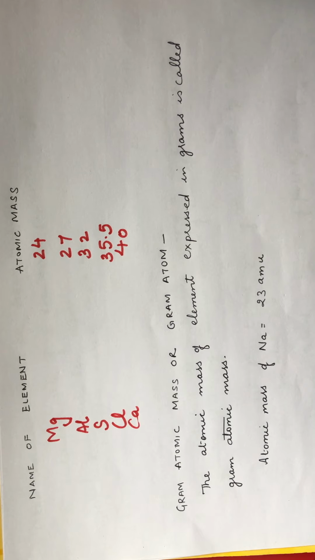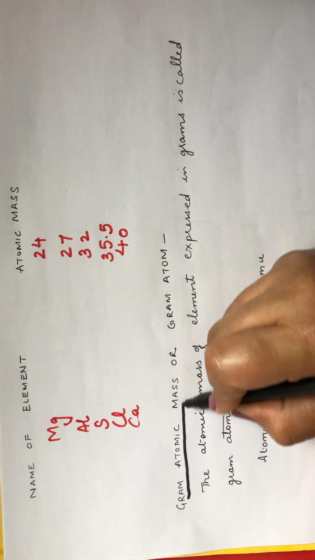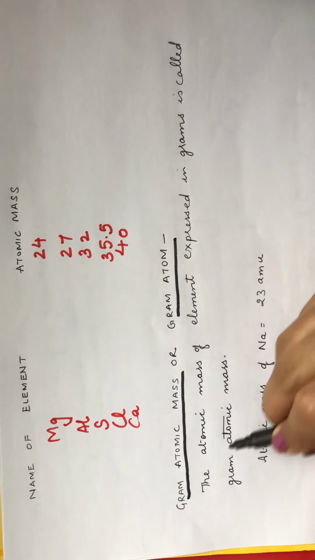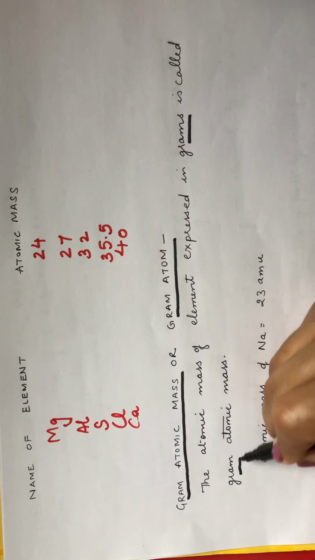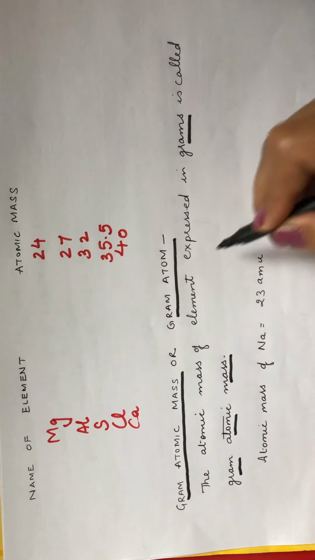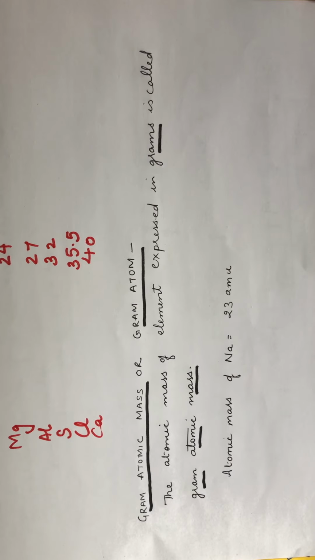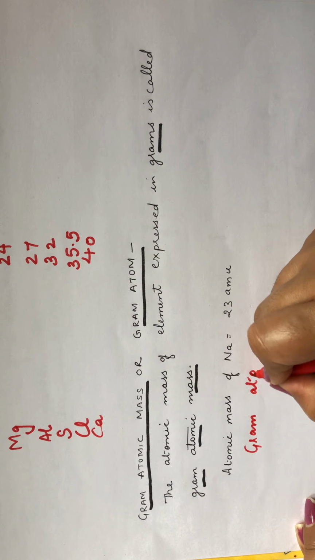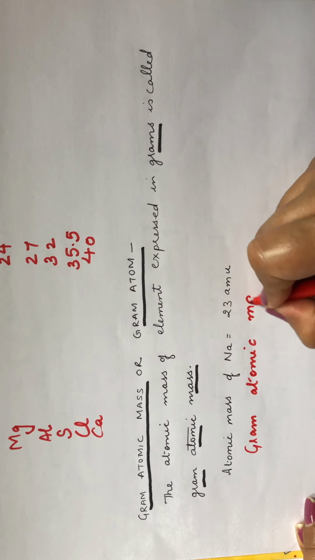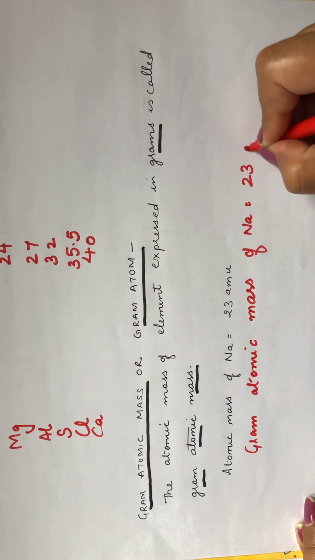So in this way we have to learn the atomic masses of certain elements which are used in numerical problems. So what is gram atomic mass or gram atom? Atomic mass of the element expressed in grams is known as gram atomic mass, and this is also known as gram atom. For example, atomic mass of sodium is 23 AMU, so the gram atomic mass of sodium will be equal to 23 grams.